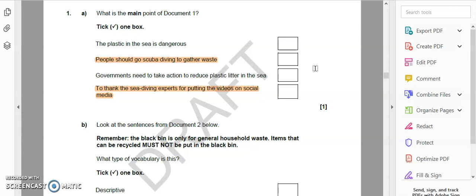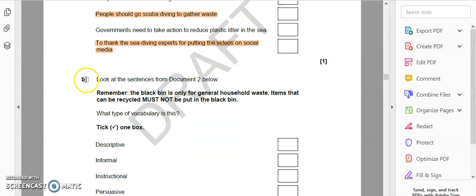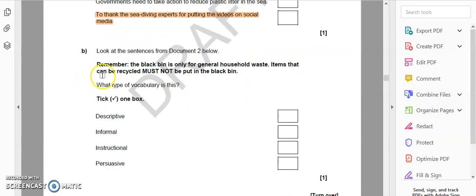So now we're going to move on to the second part of this question. What you get here is the short sentence, and it's asking you what kind of vocabulary it is. Now, we know it's not informal, because informal language, as we've discussed, includes a lot of slang and stuff like that. It's not particularly descriptive. It hasn't got many adjectives in it. It's got a couple, like black bin, but broadly speaking, it's not going to be descriptive. So, what I would like you to do now is pause the video and see whether you can decide between instructional or persuasive.